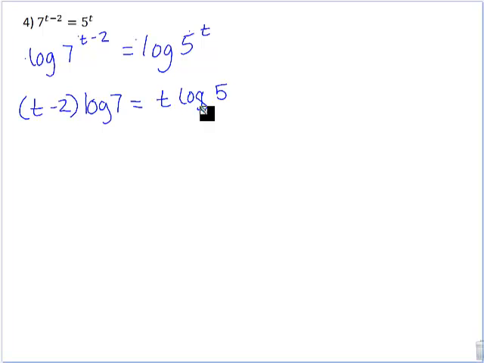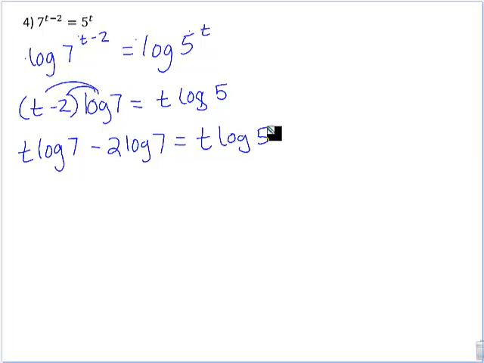And then we will distribute our log of 7. So we'll have t times the log of 7 minus 2 times the log of 7 is equal to t times the log of 5. And now if you notice, our t's are on both sides of the equation. We need to get them on one side. So we will subtract both sides by the t log of 7, which leaves us with negative 2 log of 7 is equal to t log of 5 minus t log of 7.